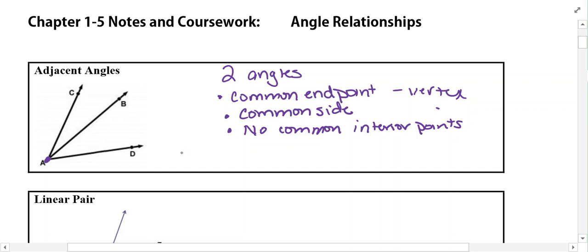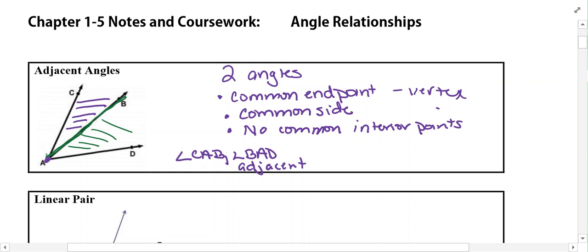So for example, in this picture, angle CAB and angle BAD are adjacent. If I look at angle CAB, which is this angle, and I look at angle BAD, which is this angle, they share a common side, which is AB. They have a common endpoint, which is vertex A, but they do not have any common interior points. There is no overlap.